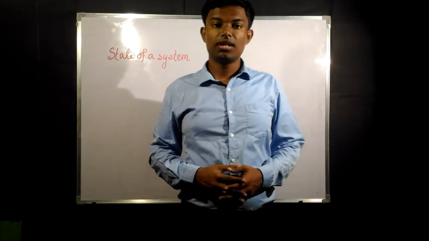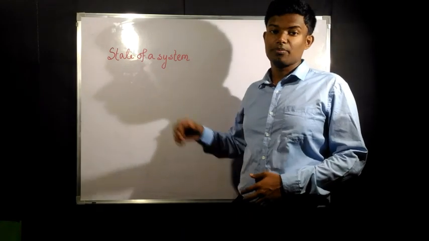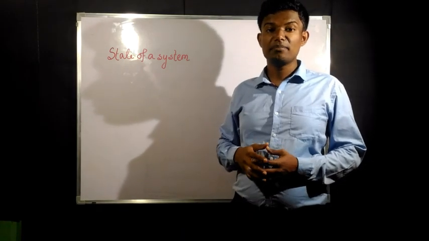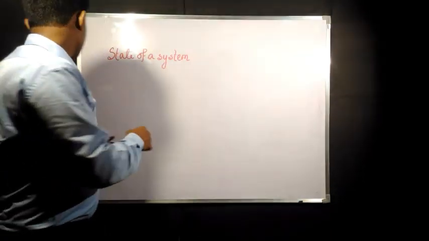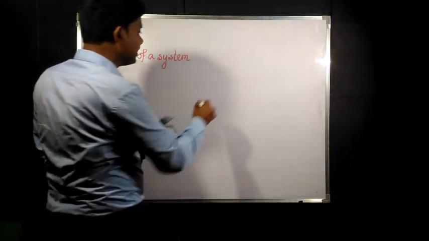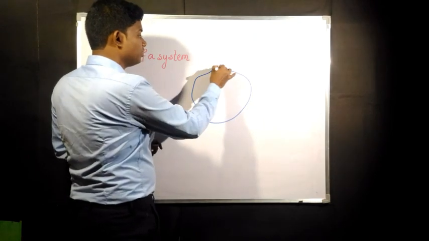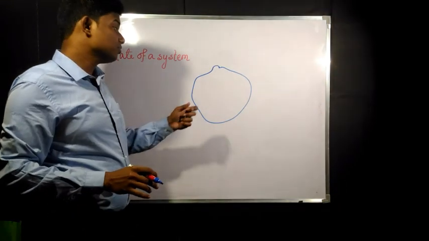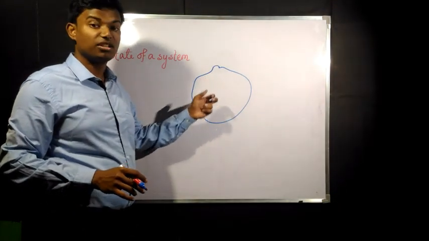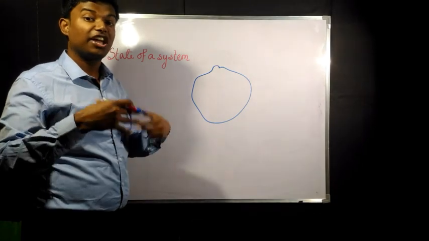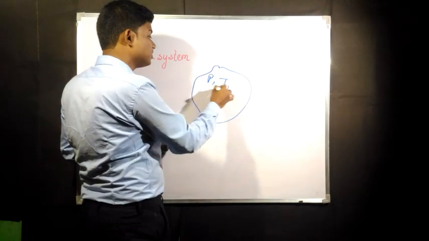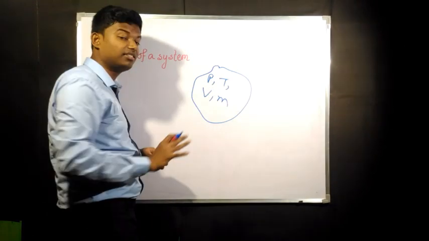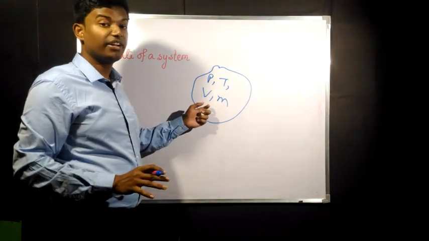Okay, the next thing is the state of a system. What does the state of a system mean? State of a system means the condition of the system. For example, if you want to know the state of a system, you have to say what is the condition of the system, and these conditions are defined by the properties in it. Suppose pressure, temperature, volume, mass, whatever properties it has, these are going to define the state of a system.